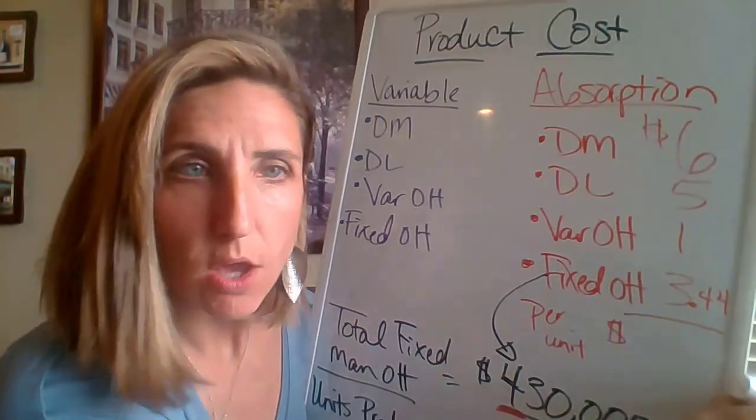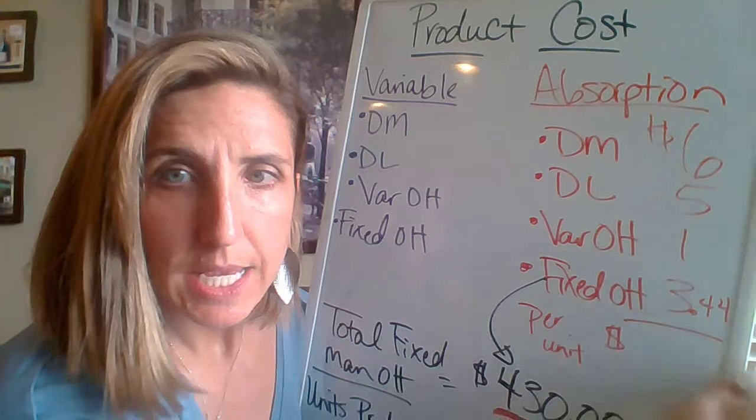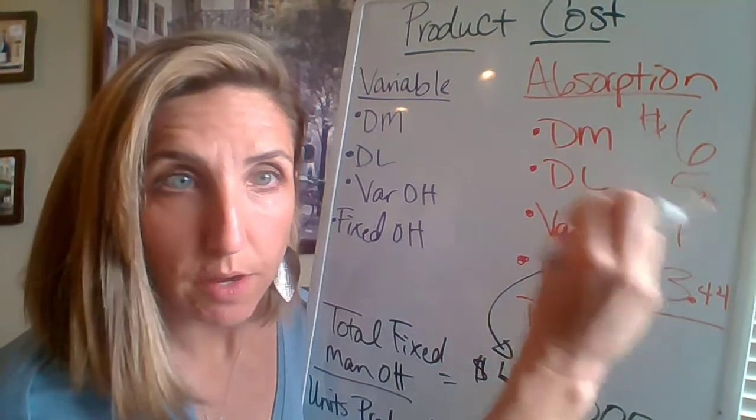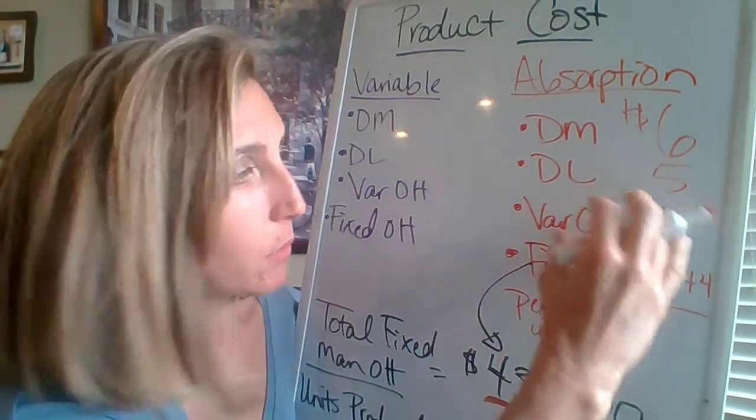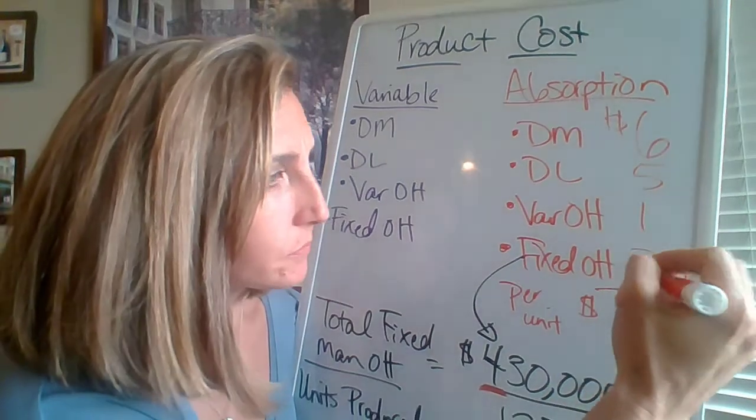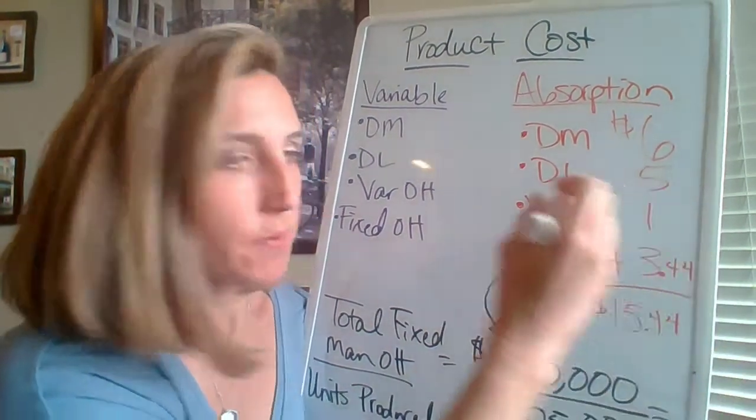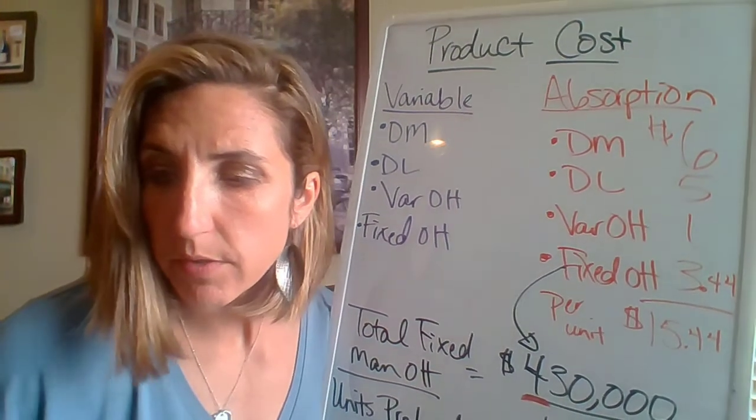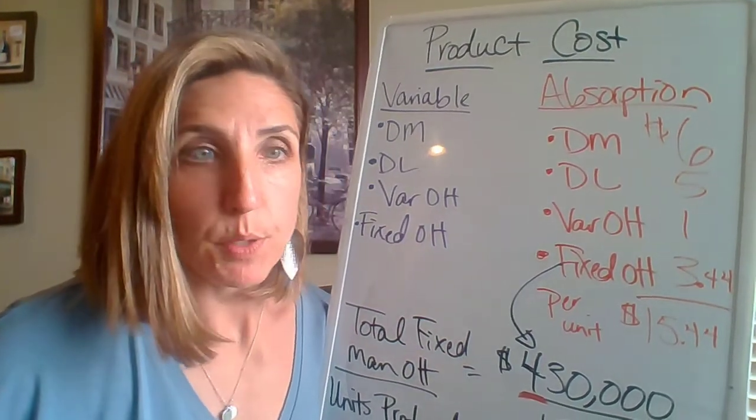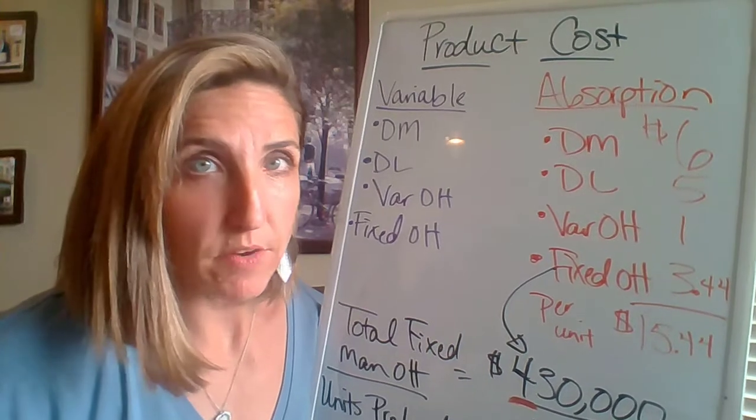That says any cost incurred to create my product gets added to the value of the product, gets included in the per unit cost. So I'm going to add these up. It looks like it's $15.44. But when you're dealing with variable, those per units are only going to be the variable items.